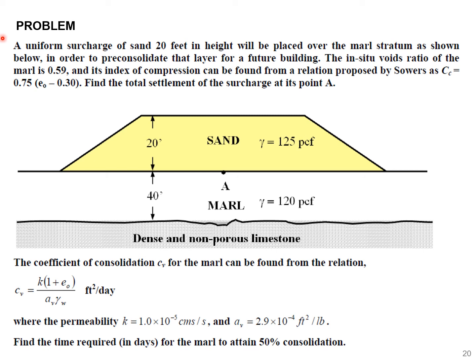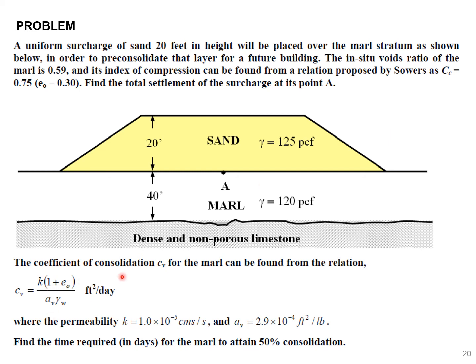And in this problem, a uniform surcharge of sand 20 feet in height will be placed over the marl stratum as shown below in order to pre-consolidate that layer for a future building. The in situ void ratio of the marl is 0.59 and its index of compression can be found from a relation proposed by Sauer as C sub C is equal to this. So this is a good relationship given by Sauer. Find the total settlement of the surcharge at its point A. So this is the point which is being considered over here.